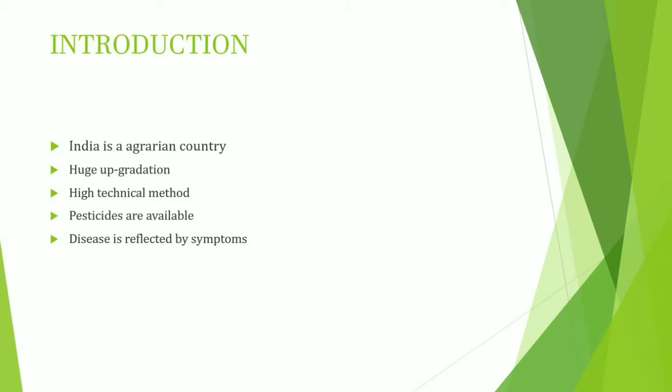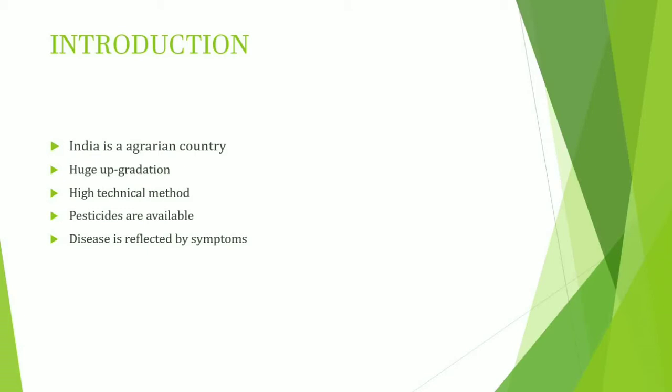We know India is an agrarian country and its economy is largely based upon crop production. Agriculture is the backbone of every economy, and in India there is an ever-increasing demand for food due to the rising population. The agriculture sector needs a huge upgradation in order to survive the changing conditions of every economy.